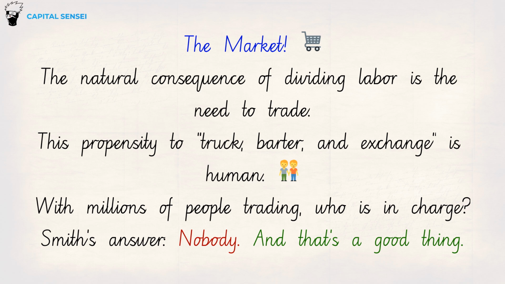But if you have millions of people all trying to trade with each other, it would be chaos, right? How does society figure out how much bread to bake? Or how many cars to build? Or how many software engineers to train? Who is in charge of all this? Smith's mind-blowing answer was nobody. And that's a good thing.